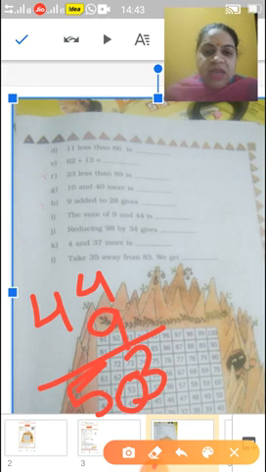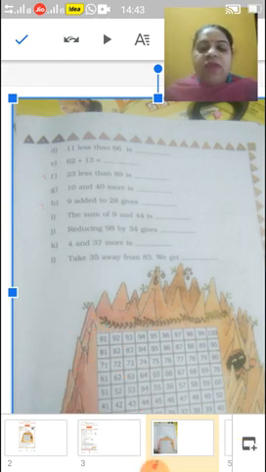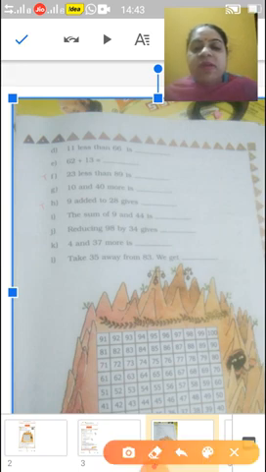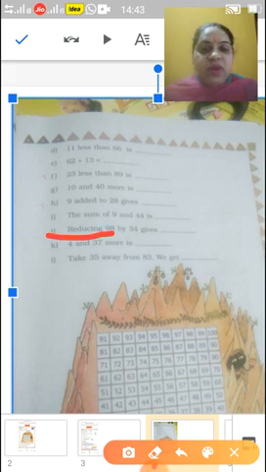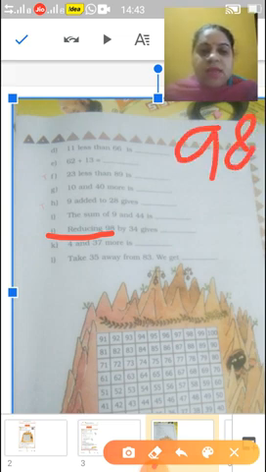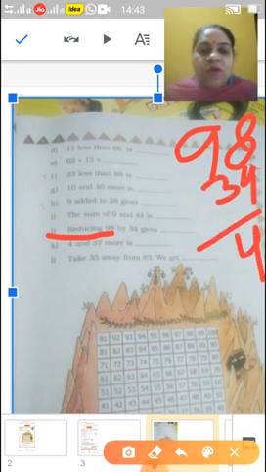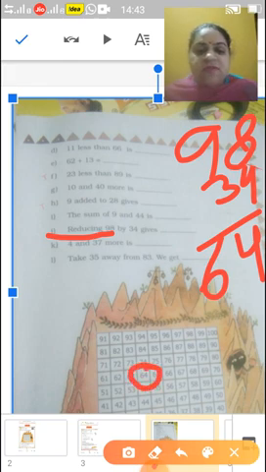Now next, reducing 98 by 34. What will come? Reducing means, children, you will subtract. Reducing means you will subtract. So 98 minus 34 will come 64. So your next room is 64.